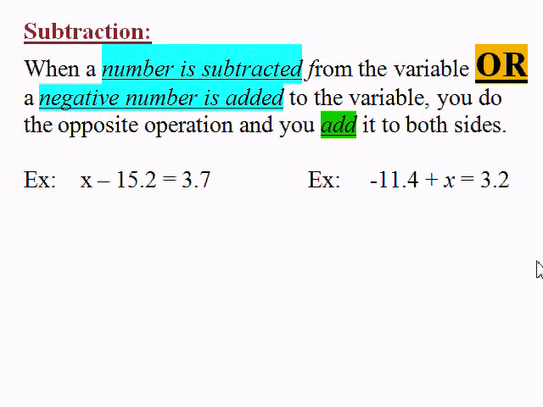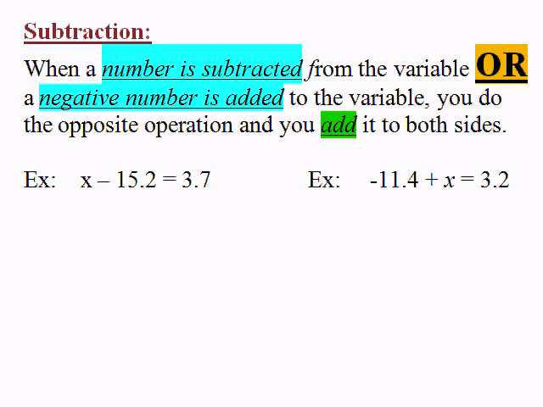Alright, how about subtraction? When a number is subtracted from the variable, or, notice the big huge or, a negative number is added to the variable. So if either of these conditions is met, you do the opposite operation and you add that number to both sides. Let's take a look at a couple of examples.